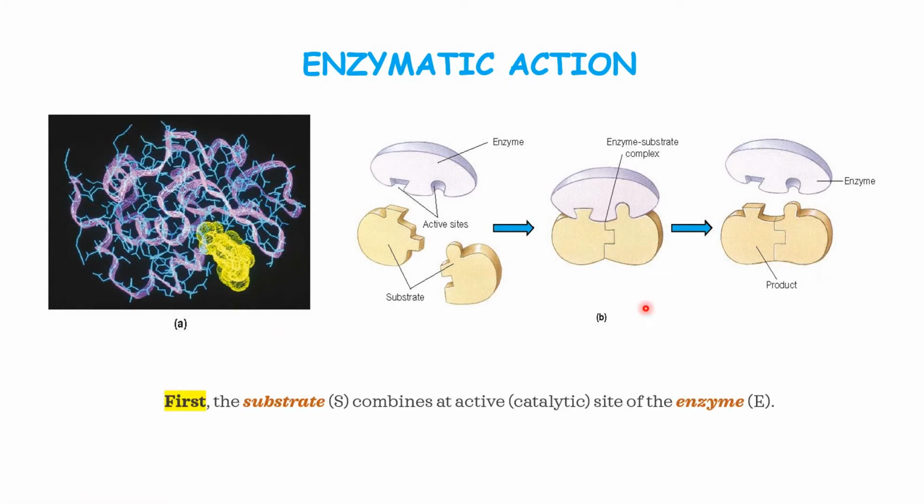So first, as it was discussed, the substrate combines at the active catalytic site of the enzyme. So the active site is the site where the substrate binds. It can also be called the catalytic site.